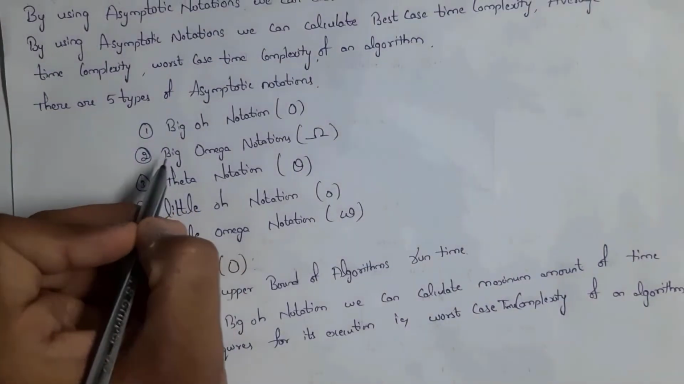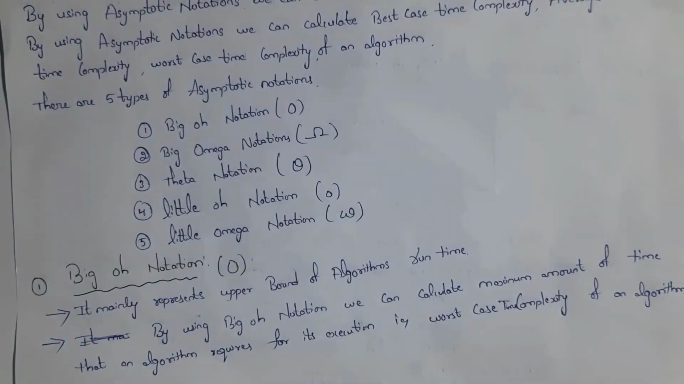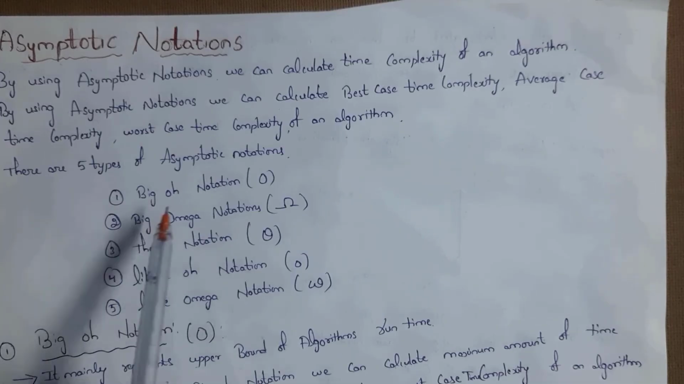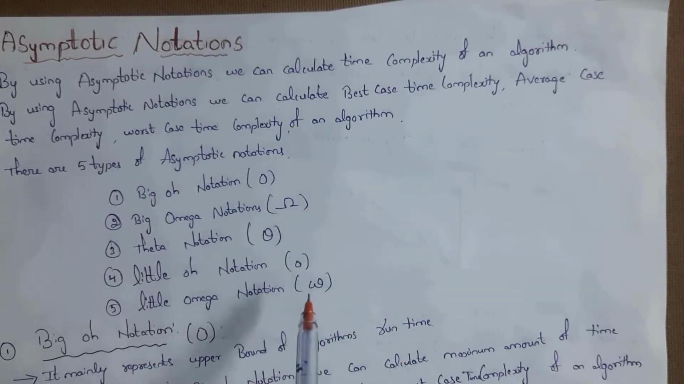Next I will explain big omega notation. If you understand this big O notation, all the remaining notations are very easy to understand because all are the same as big O notation, with only some small changes.